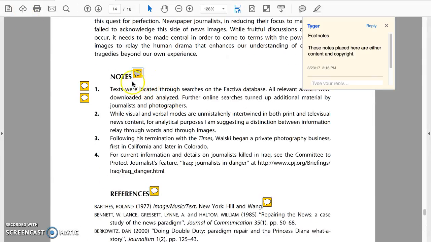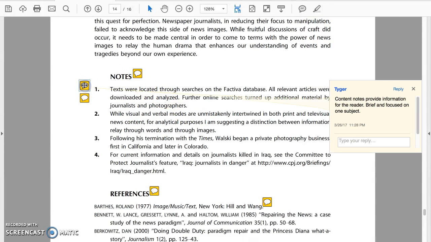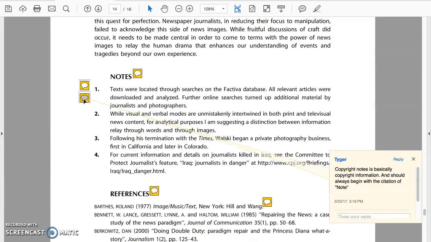And as you can see, there is another subheading with notes, and these are footnotes. These notes placed here are either content or copyright notes. Content notes provide information for the reader and are brief and focused on one subject. Copyright notes are basically copyright information and should always begin with the citation of note.